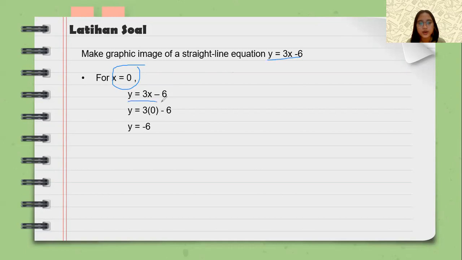So the equation is y is equal to 3x minus 6. We substitute x with 0. So 3 times 0 minus 6, and we get y is equal to negative 6.